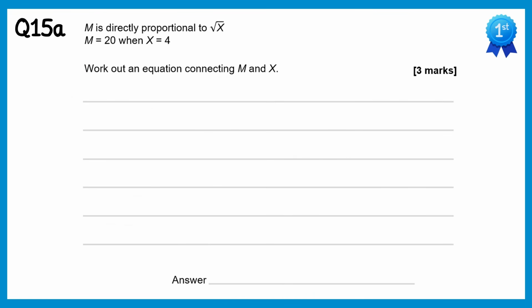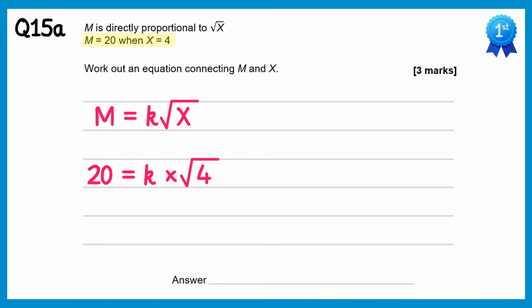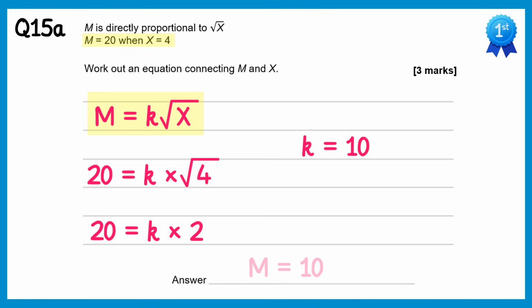In this question we're told that m is directly proportional to the square root of x. This means that m equals k root x for some constant k that we need to find. We've been told some values, m equals 20 when x equals 4. So if we substitute those values in, we replace the m with 20, so 20 equals, and then the x with 4, so k times square root 4. Square root of 4 is just 2, so we've got 20 equals k times 2, and then if you divide both sides by 2 you find that k is equal to 10. So we can just rewrite this formula that we wrote at the start, m equals k root x, but replace the k with 10. So m equals 10 root x.